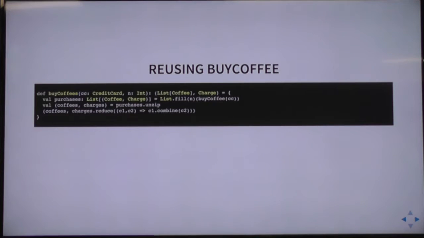And we can use a function called reduce, which just calls our combined function pairwise along the accumulated value that it's seen before and the next one. So at the end of this, we get a list of coffees and a single charge to the credit card. And here you can see we never actually get that exception because there's only one credit card anyway. But exceptions are still bad.